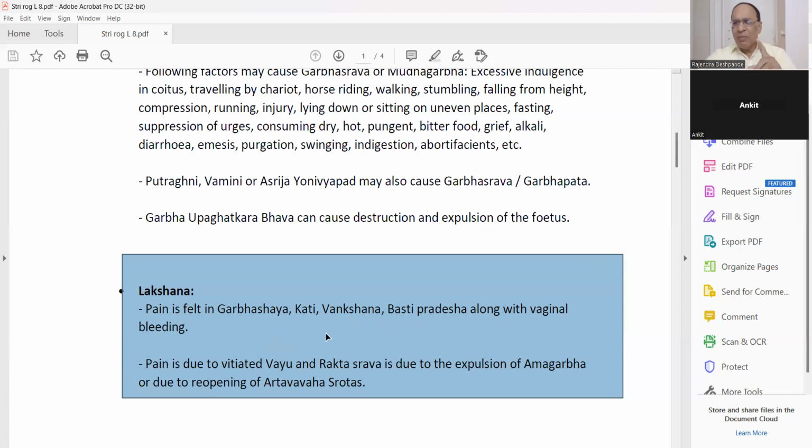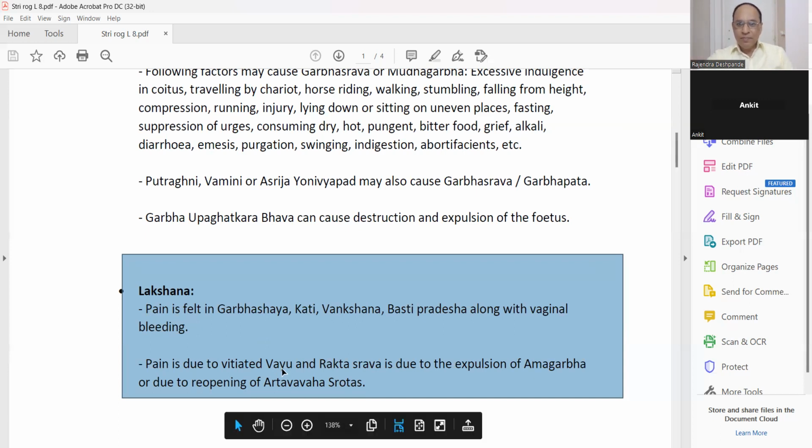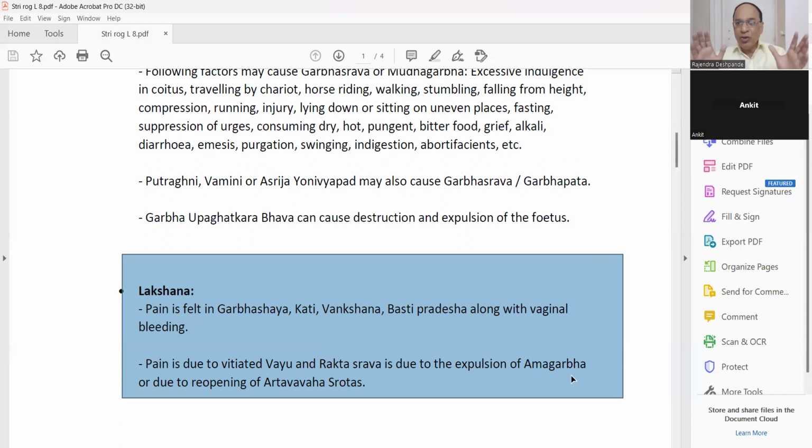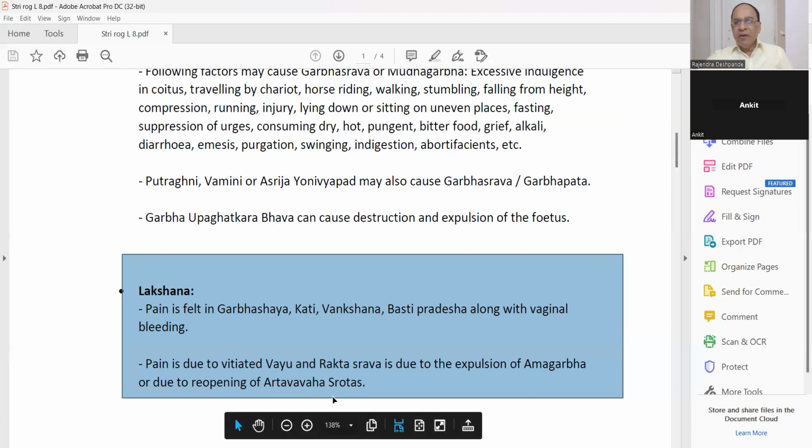Main thing, in Garbhasrava Garbhapat, you write down vaginal bleeding is important. Please write down vaginal bleeding, very important. Vaginal bleeding, don't forget. Pain is due to Vata Prakop. Write down Vata Prakop. And Raktastrava is due to the expulsion of Amagarbha. I request, write down this word Amagarbha, immature fetus. And due to reopening of Artava Vaha Srotas. Please write down this word.